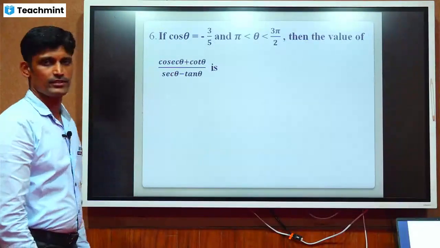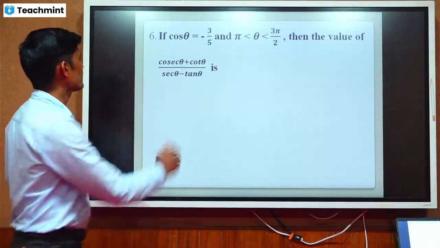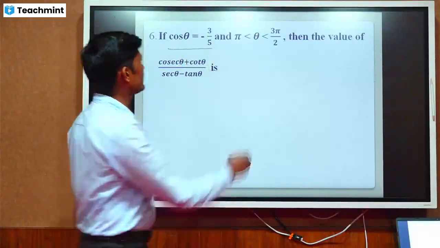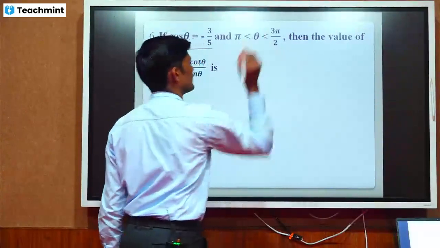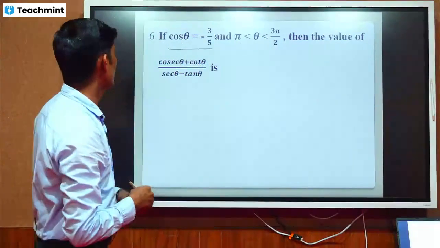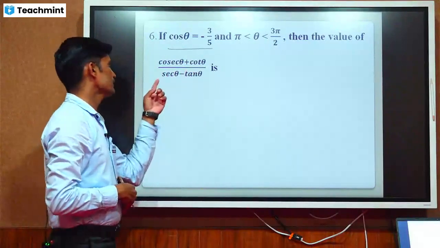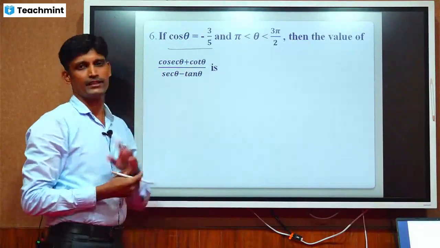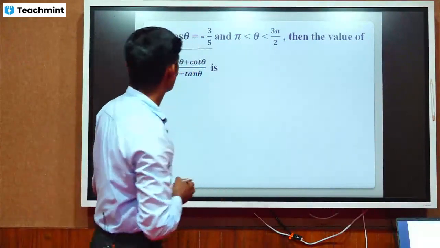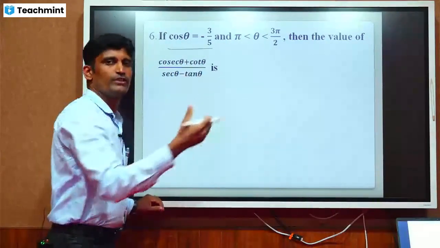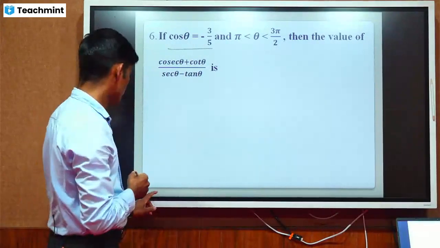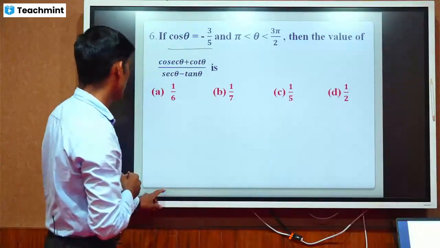Next, question number 6. Again, simple question. If cos theta is equal to minus 3 by 5 and theta is greater than pi, less than 3 pi by 2, means it lies in the third quadrant, then the value of cosecant theta plus cot theta divided by secant theta minus tan theta is, means by knowing one of the trigonometric functions we can find the remaining 5 trigonometric functions, so that can be obtained.